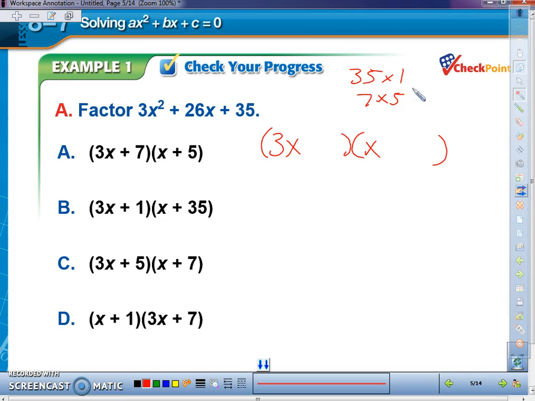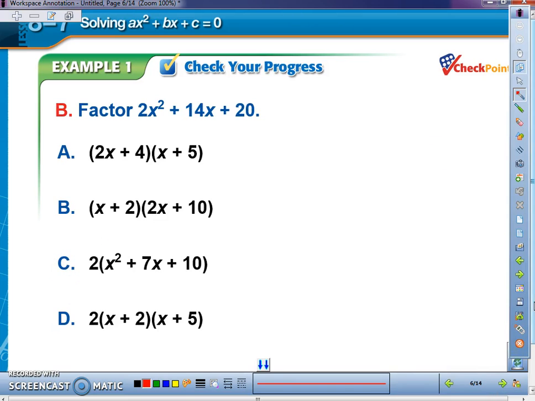So start thinking about what we could multiply together that's going to get us close to 26, where we just add the other number to it. And I'm thinking this 7 and 5 will work pretty well. If I put the 7 right here, 3 times 7 is 21, plus 5x would be 26x. So I think this is my answer right here, 3x plus 5 and then x plus 7, and it's C. Okay? All right, now factor this.